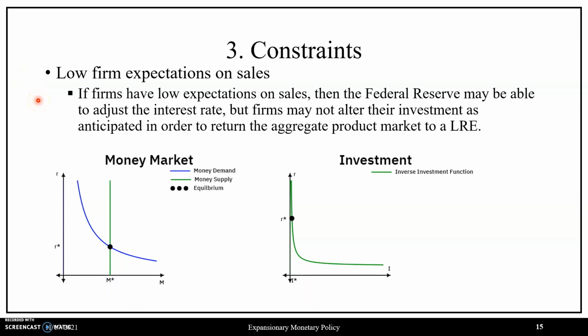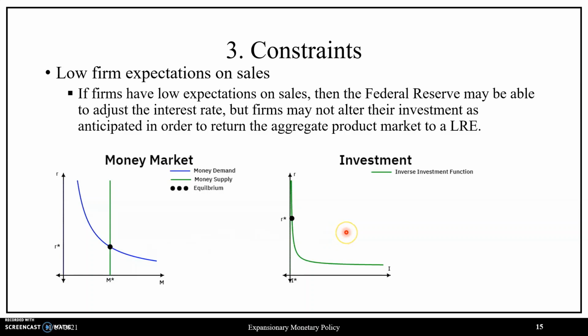If firms have low expectations on sales, then the Federal Reserve may be able to adjust the interest rate, but firms may not be able to alter their investment as anticipated in order to return the aggregate product market to a long-run equilibrium. So this requires us to look at both the money market and our secondary step with expansionary monetary policy in the form of investment. We have our initial equilibrium of the money market, R star and M star, where if the Federal Reserve were to increase the money supply, we would have a rightward shift corresponding to a decrease in the interest rate and an increase in the quantity of money in equilibrium.